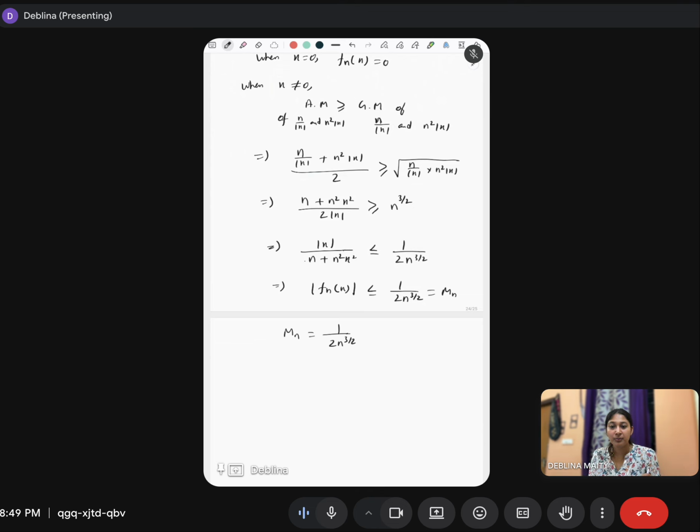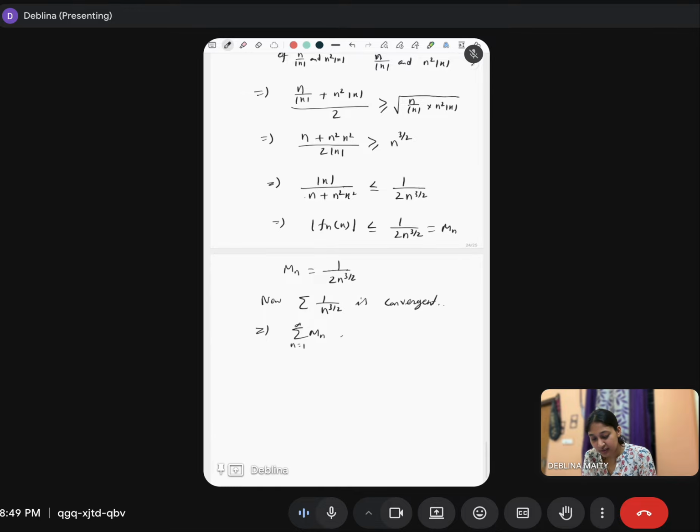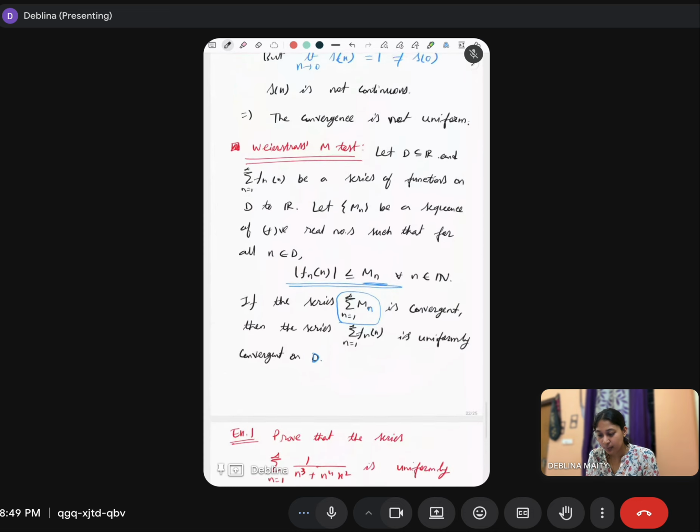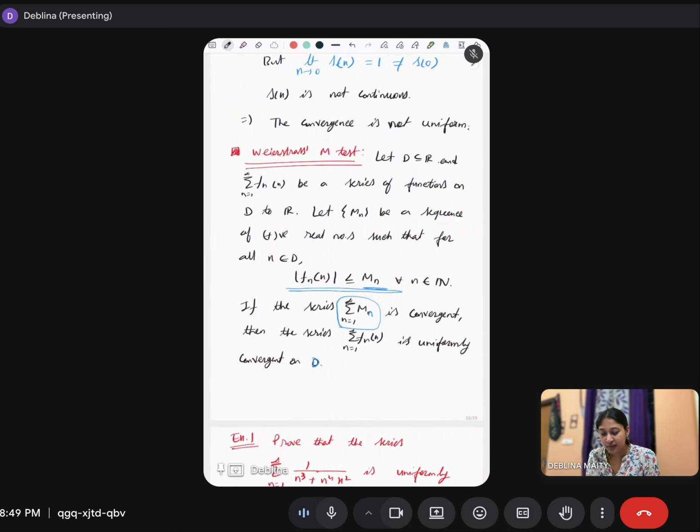And since the power of n is greater than 1, now summation 1 by n to the power 3 by 2 is convergent, which implies summation M_n is convergent. Right? And then by this Weierstrass's M test, this implies the main series is uniformly convergent.